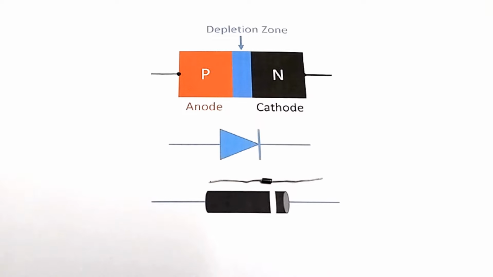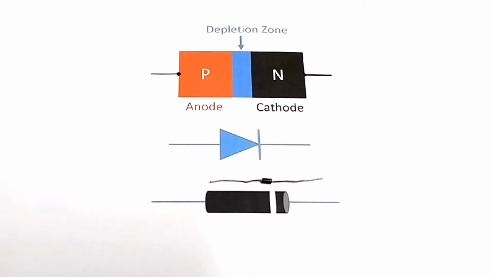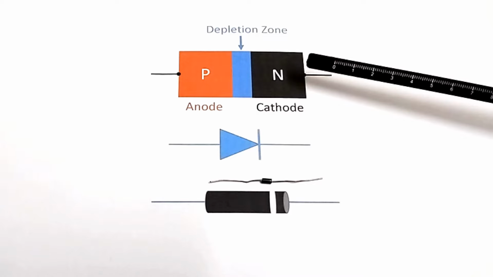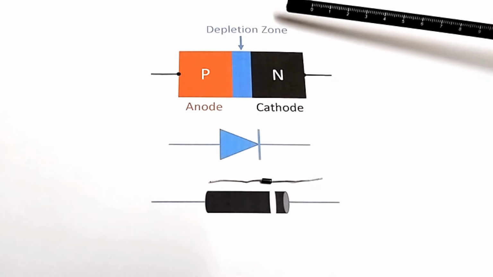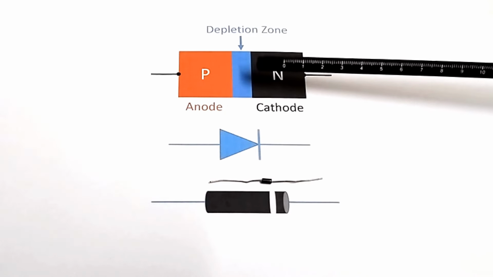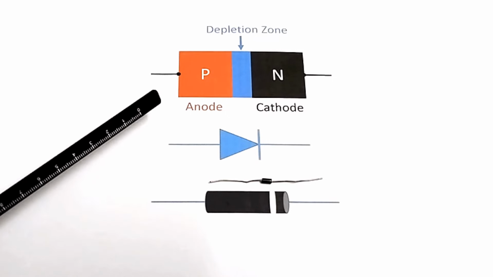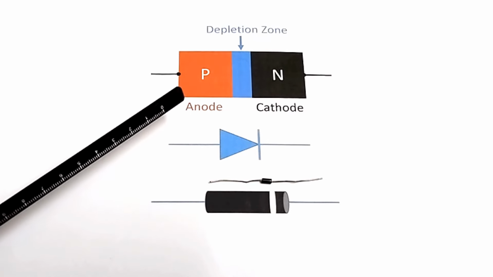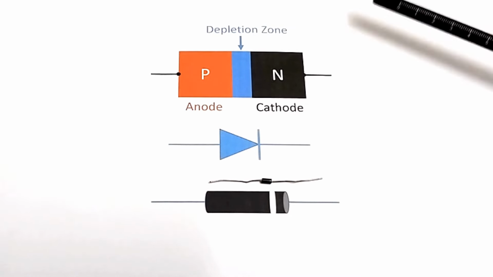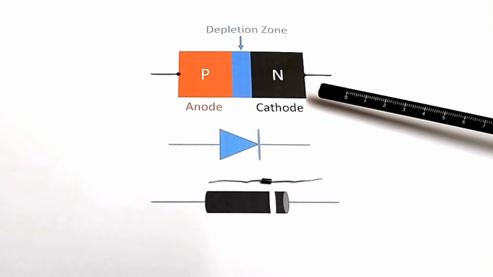A diode is composed of a PN junction with p-type semiconductor on one side and n-type semiconductor on the other side. When it is forward biased, there will be a depletion zone here where the current carriers will be minimal. And forward bias means the p-type is the anode, which is connected to the positive pole of the battery, and the cathode, or the n-type, is connected to the negative pole of the battery.